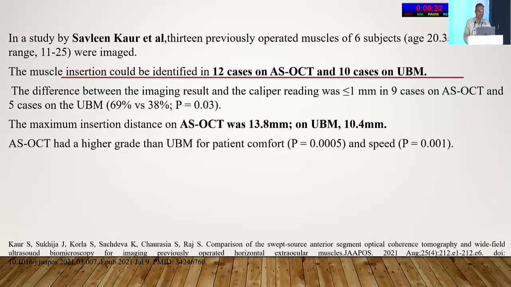In a study done by Kaur et al., the muscle insertion could be identified in 12 cases on AIOC and 10 cases on UBM, and maximum insertion distance on AIOC was 13.8 and on UBM it was 10.4.